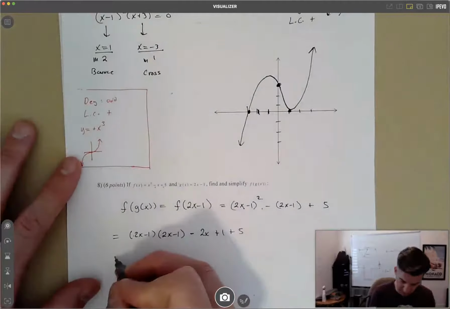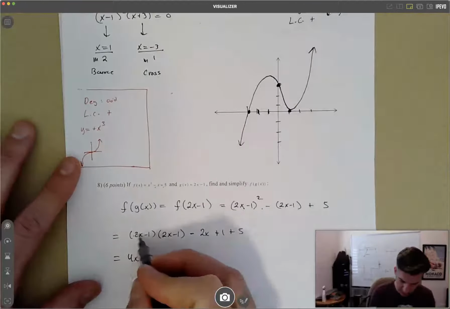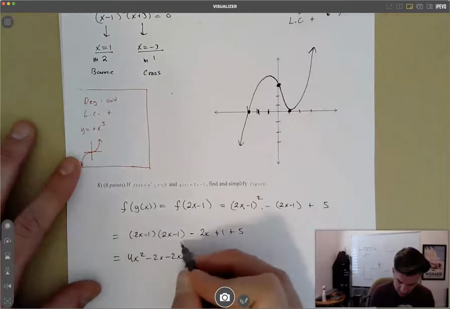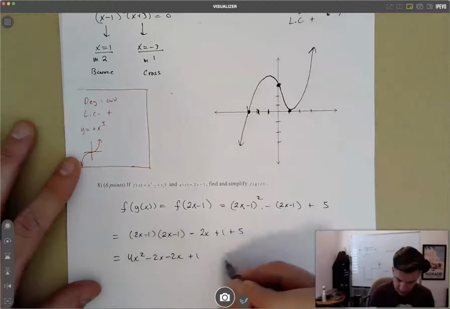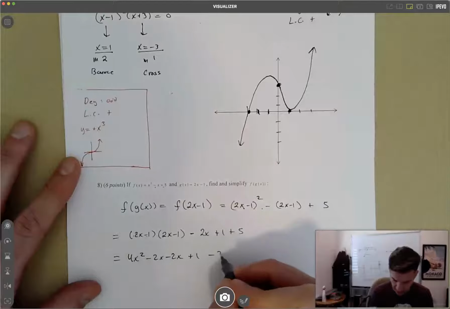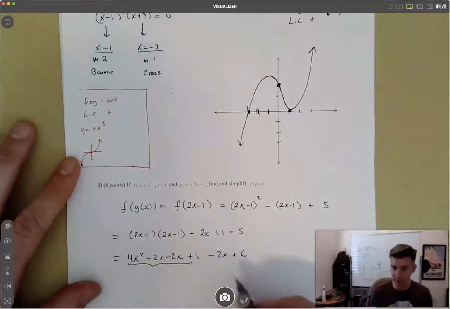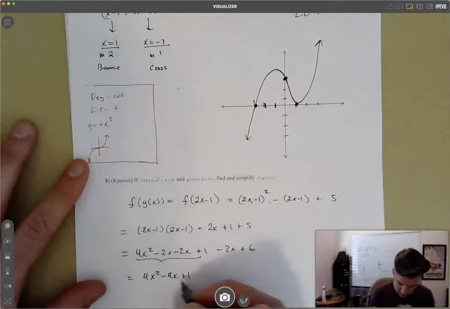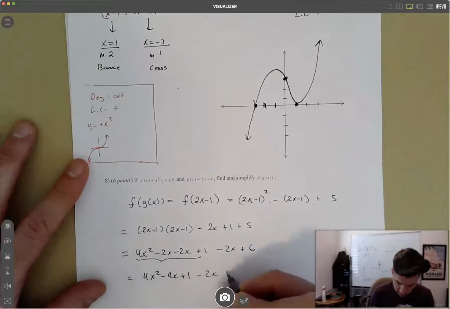2x times 2x is 4x squared. 2x times -1 is minus 2x. -1 times 2x is minus 2x. Minus 1 times -1 is plus 1. And then I've got minus 2x, and 1 plus 5 is 6. This part, if you'd done it the fast way, would have been 4x squared minus 4x plus 1. And then we have a minus 2x plus 6.